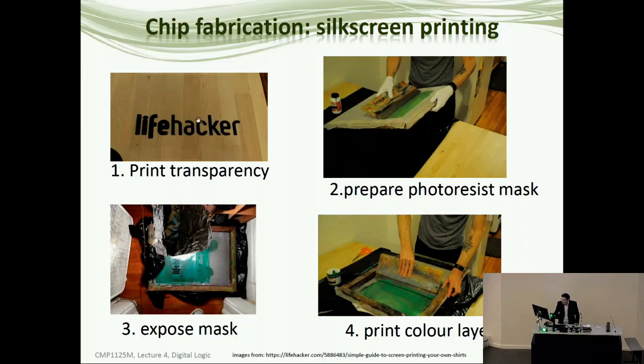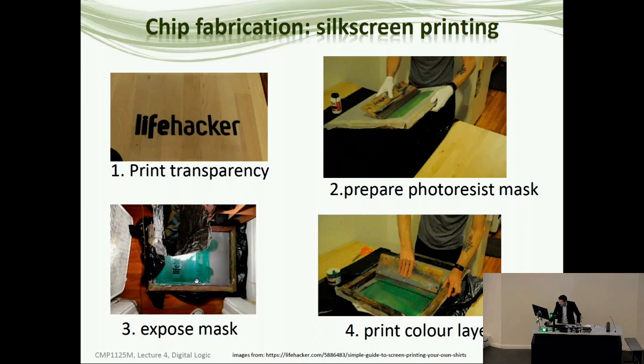You would start by making your design on a computer, and you'd print it out on a transparency. You don't see this so much nowadays. Before they had PowerPoint, you used to print all your slides out on these transparencies and put them on a projector. It's exactly the same transparency. Then you take a piece of cloth, which was traditionally silk, nowadays is probably synthetic, and you cover it in this chemical called a photoresist mask. This chemical has a property that if you hit it with light, something's going to happen. So then you wait for that to dry, you put your transparency on top of it, and then you shine a bright light on it, often UV light.